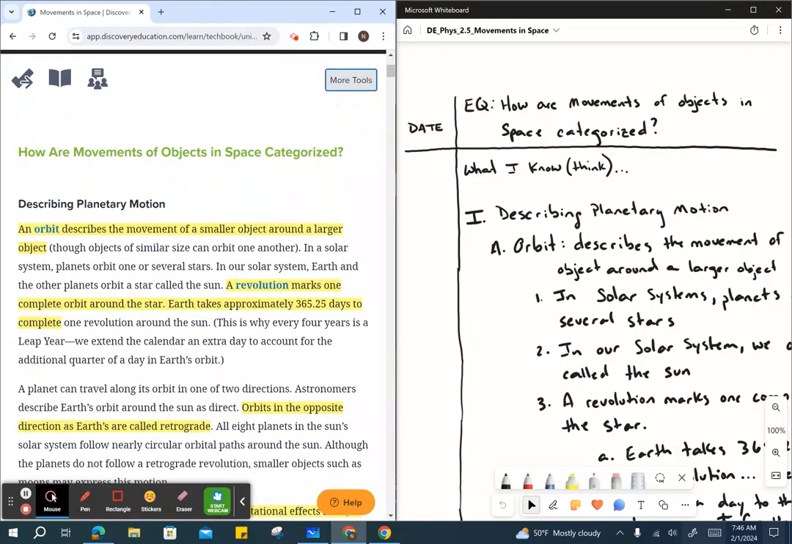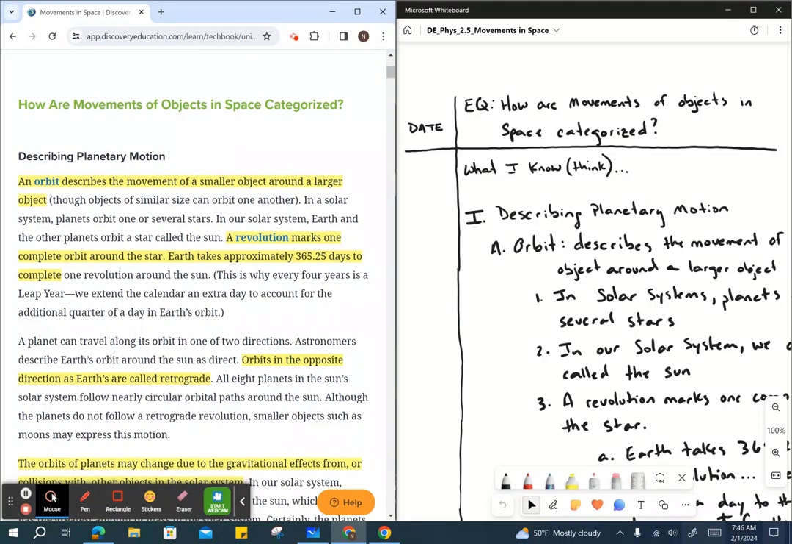So let's take a look at and write down the essential question: how are movements of objects in space categorized? Right? Planets move, moons, the satellites, natural and artificial, they move. Asteroids, comets, galaxies, they all move. So how do we organize these? Write down what you think. Okay, hopefully you've had a chance to write that down.